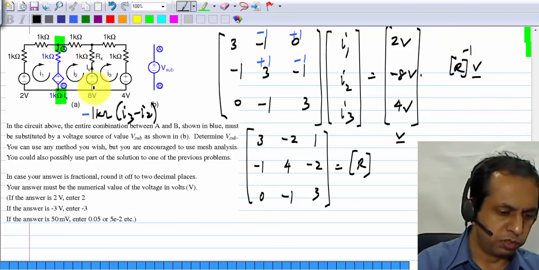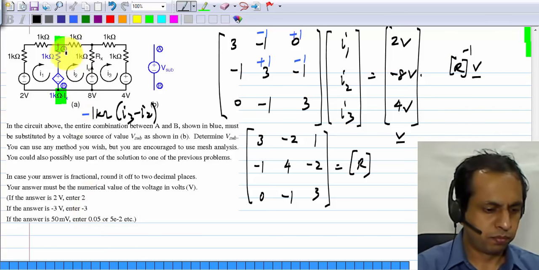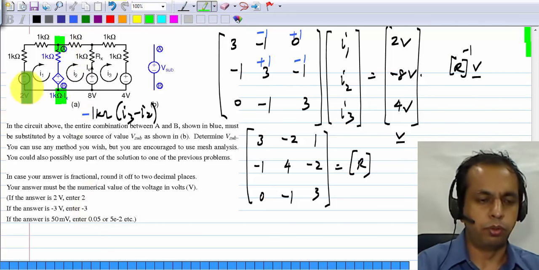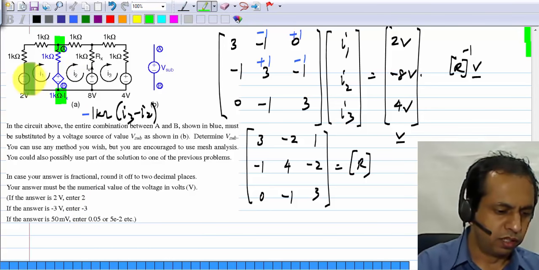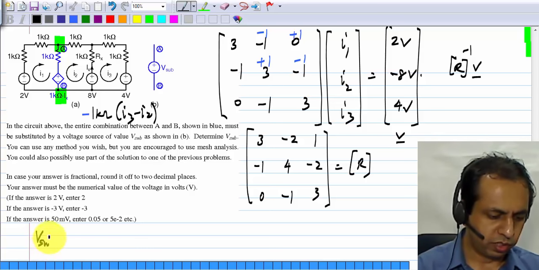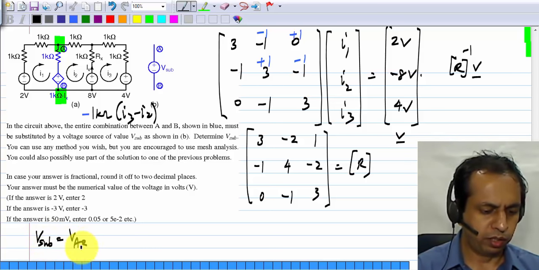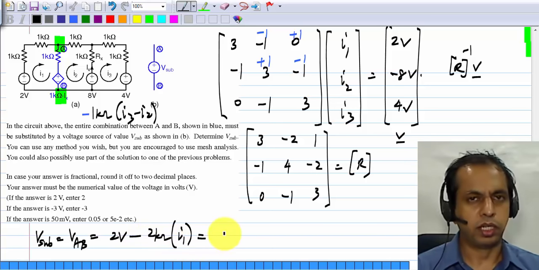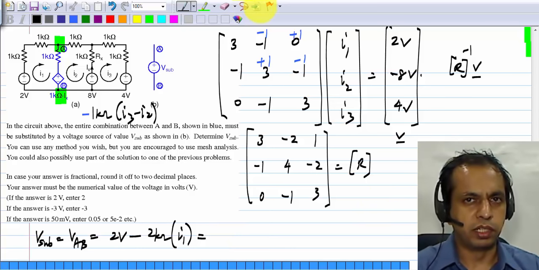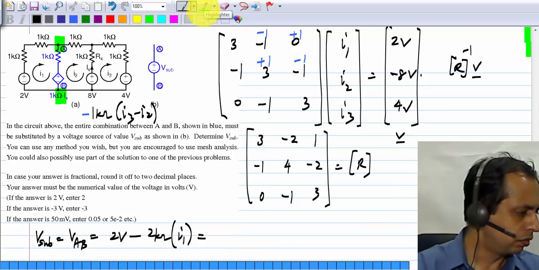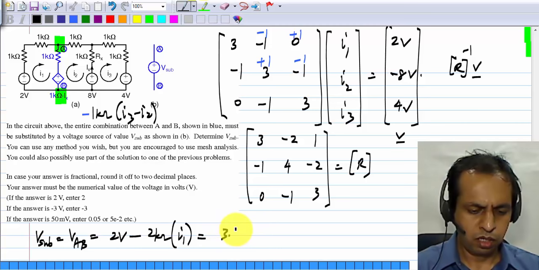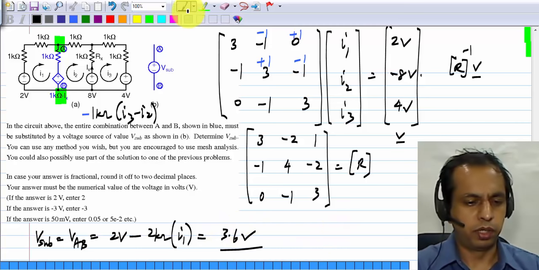And what is the voltage between A and B? There are many ways to calculate this. The easiest way is to see that it is 2 volts minus 2 kilo ohms times I1. So VAB will be 2 volts minus 2 kilo ohms times I1. And if you work it out, you will see that it will be 3.6 volts.